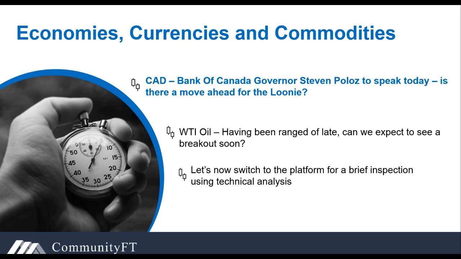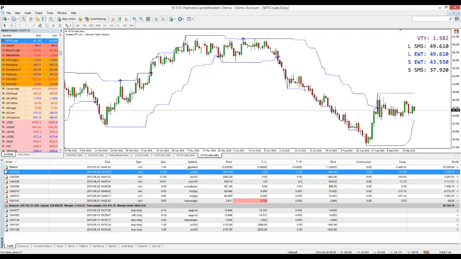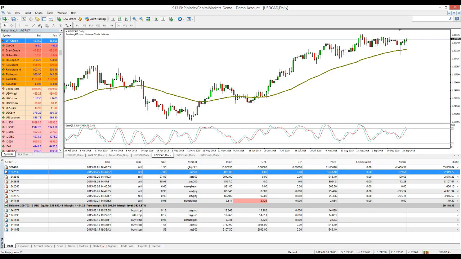Okay, on the cards for us this morning, everyone, let's take a look at some economies, the value of that economy as is reflected by the value of its currency, and let's also take a look then at crude oil. Now we'll switch to the platform to help us with that analysis in some more detail.